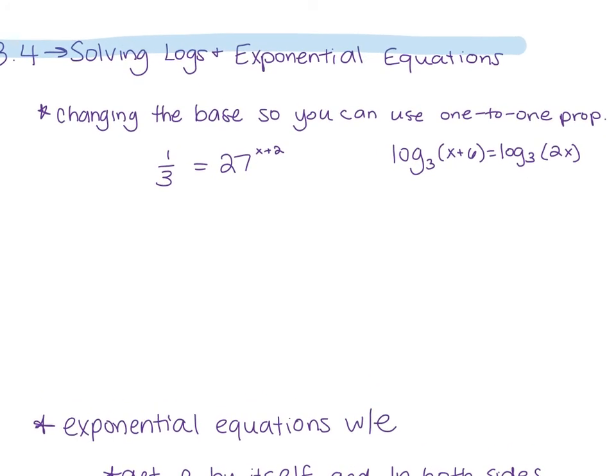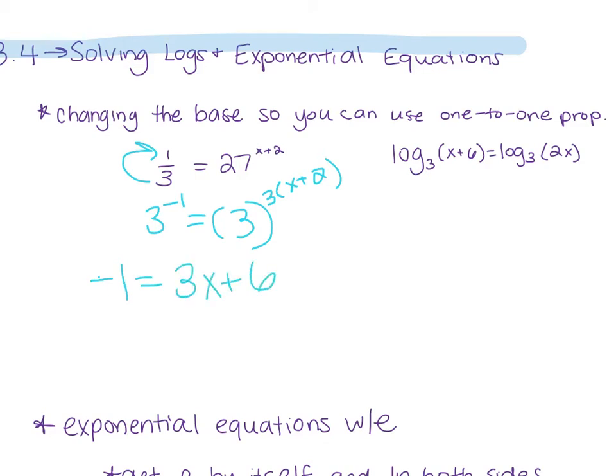So if I had 1/3 equals 27 to the x plus 2, I would change them so that they have the same base. So the 3 would go to the top. That would be 3 to the negative 1. And 27 is 3 to the 3rd raised to the x plus 2. Once those bases are the same, I would set my exponents equal to each other. So negative 1 would equal 3x plus 6. Subtract the 6 and divide by 3. And I would get x equals negative 7/3.